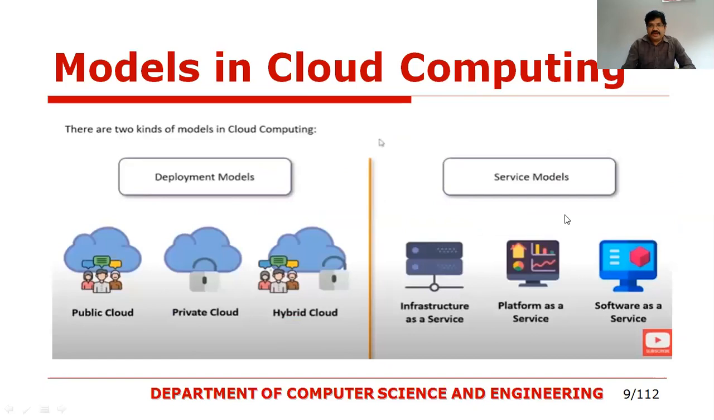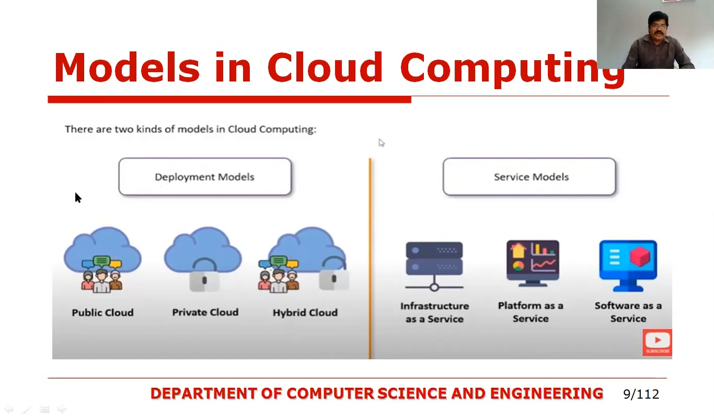Next, a very important topic is models in cloud computing. Nowadays, there are various models available in cloud computing. We will see the various familiar models available in cloud computing. There are two kinds of models: one is the deployment model and the other is the service model. Each one has its own different types of clouds and its own different types of services, which we have observed in this slide.